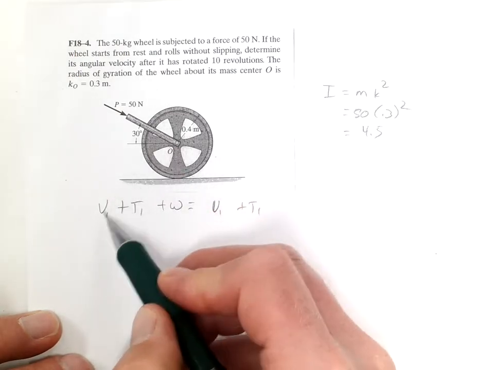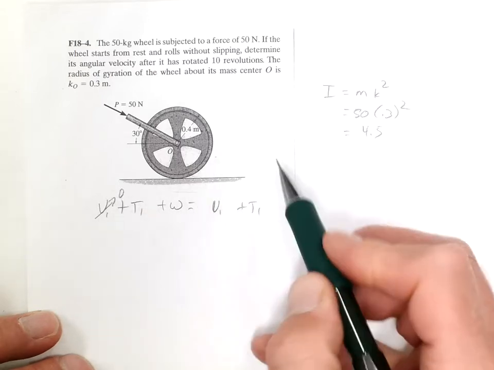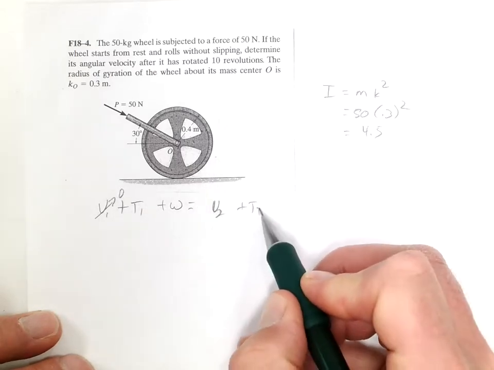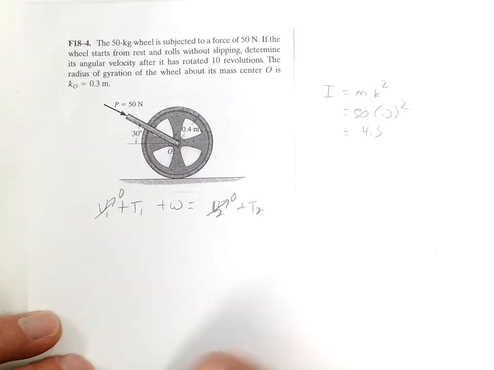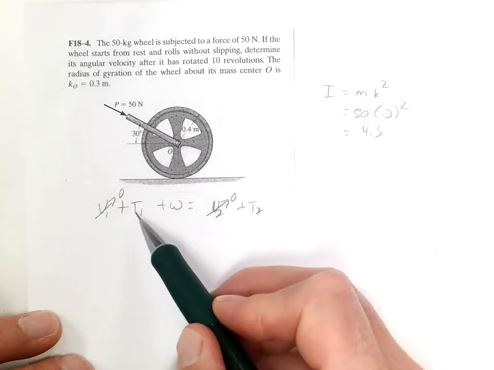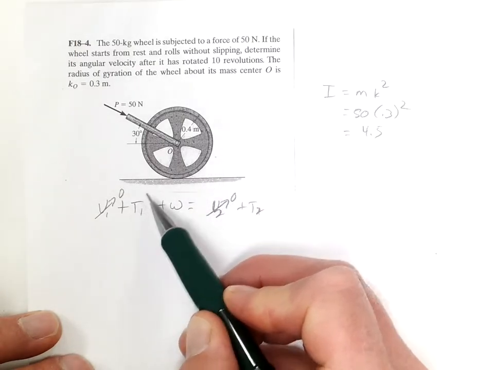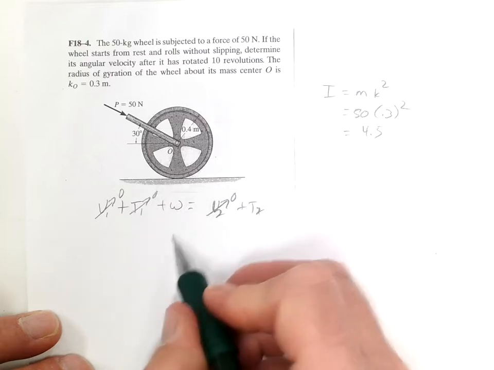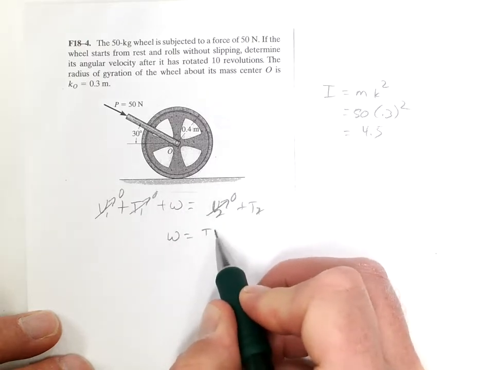So first of all, V1 is 0, and V2 is also 0 because there's no mgh and there's no springs. And also it starts from rest, so T1 is 0. So we have work equals T2.